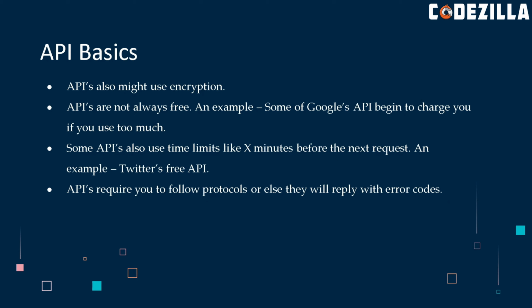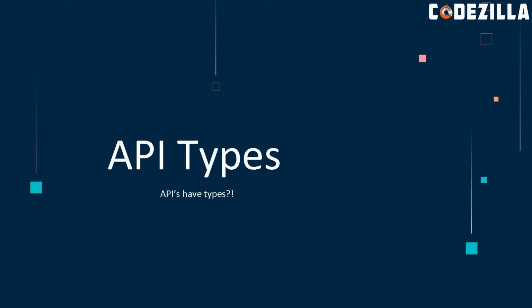APIs are not always free. Some require you to pay for their services. One example being Google APIs. Some APIs also use time restraining methods like, say, for example, 10 minutes per request, to control the amount of people accessing the system or to market their API. Now, let's move on to the types of APIs that you can find.